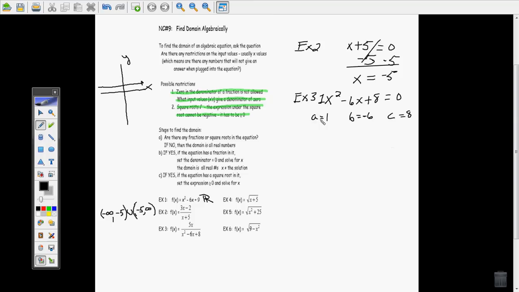The next thing you want to do is multiply A times C together. Well, what is that? That's 8. 1 times 8 is 8. The next thing you want to do is list all the factors of 8. In other words, what two numbers can be multiplied together to get 8? Well, obviously you have 8 and 1, then you would have 4 and 2, and that's it.